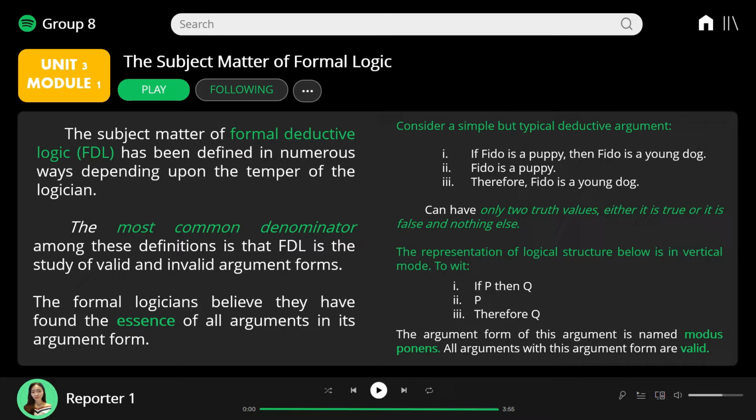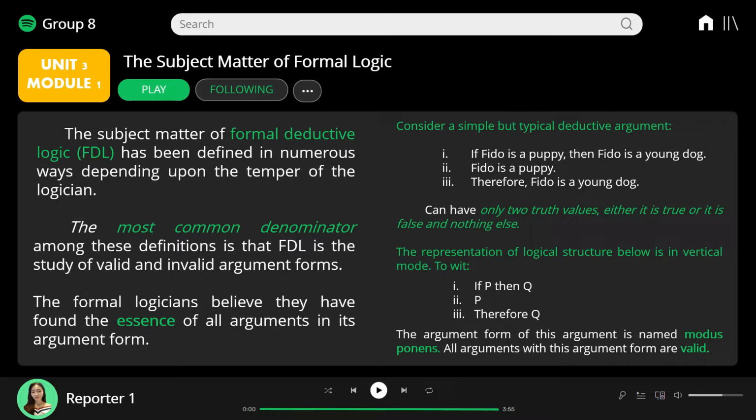The formal logicians believe they have found the essence of all arguments in its argument form. They strip the content of all naturally occurring arguments in ordinary discourse by representing them and simply concentrate on their logical form, and judge whether the argument form is valid or invalid.